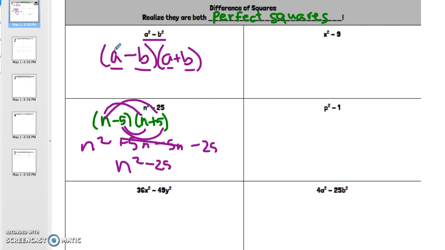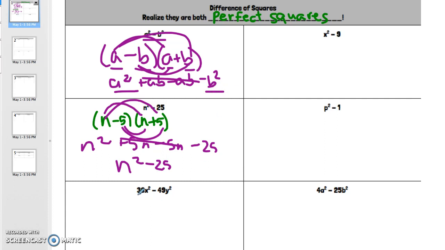And we could re-FOIL this out as well. a times a is a squared. a times b is ab. a times negative b is minus ab. And then negative b times b is minus b squared. Middle terms cancel. I'm back to a squared minus b squared.